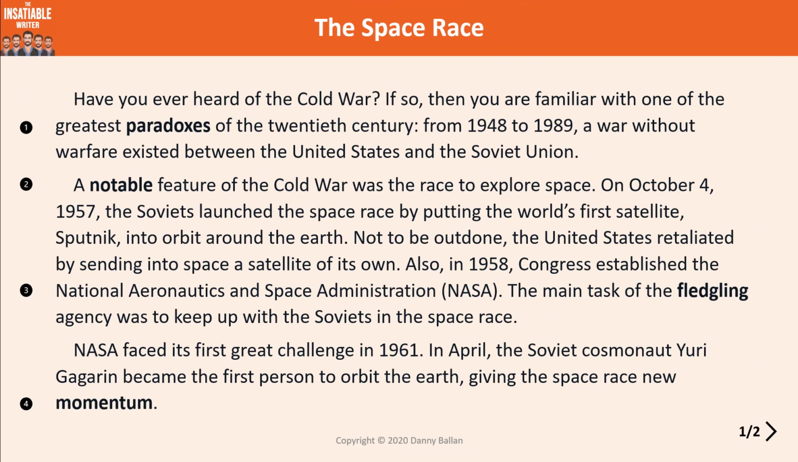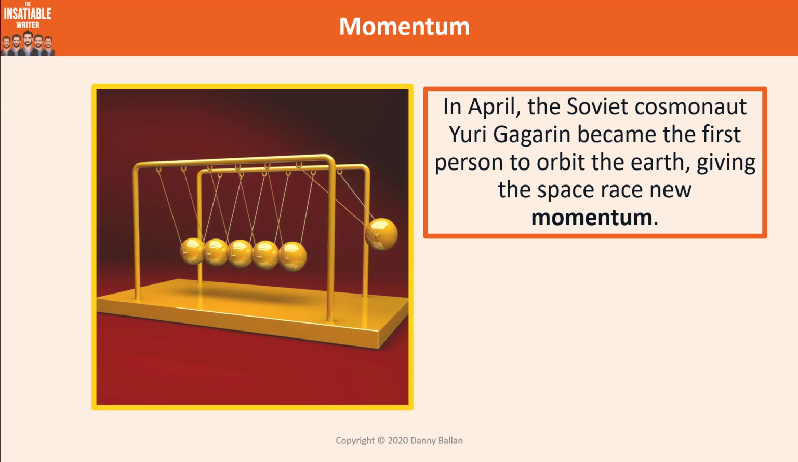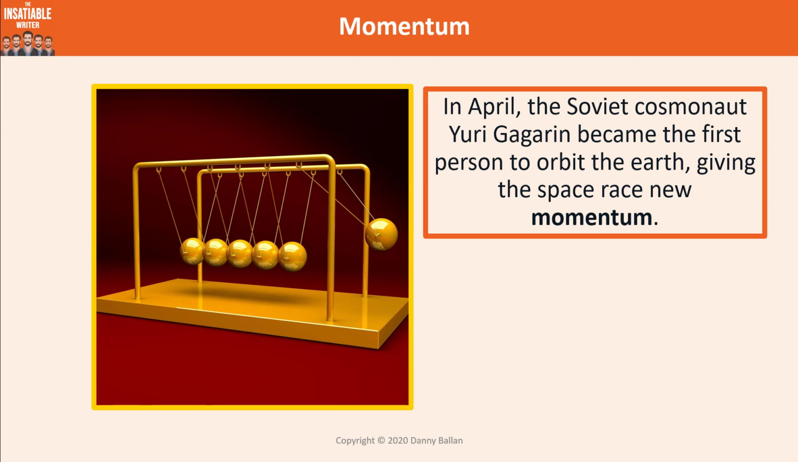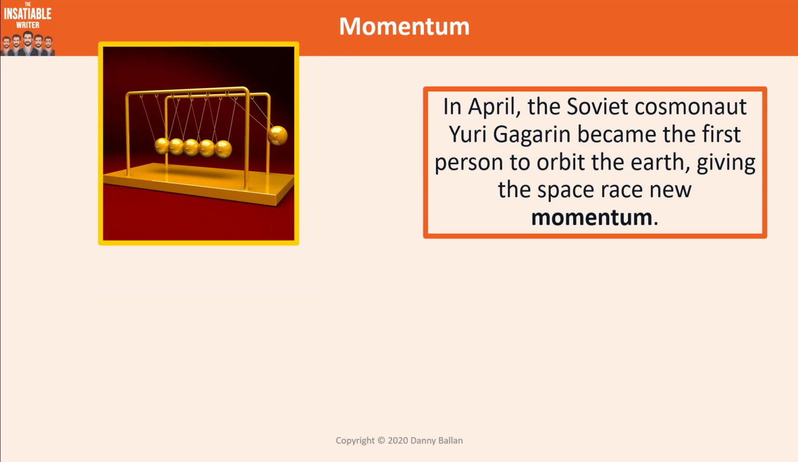Let's find out about momentum. Now, in the text, we said in April, the Soviet cosmonaut Yuri Gagarin became the first person to orbit the Earth, giving the space race new momentum. Now, momentum is spelled momentum.